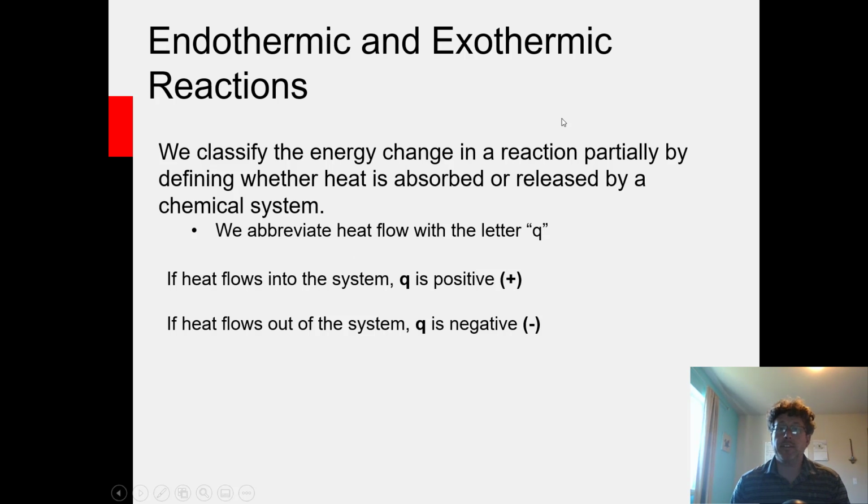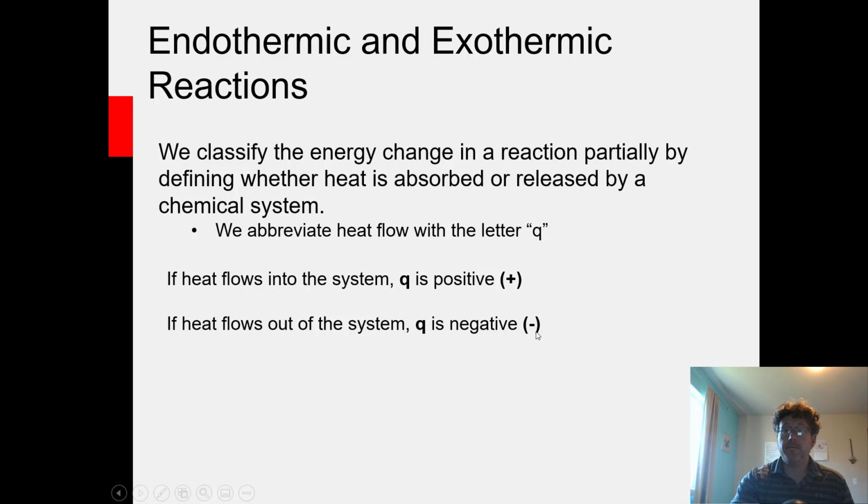And in thermochemistry, we have special terms for both these scenarios. We classify the energy change in a reaction partially by defining whether heat is absorbed, going into, or released, coming out of a chemical system. And we abbreviate the heat flow simply with the lowercase letter q. By convention, if heat flows into the system, the system feels cold, and q is positive. If the heat flows out of the system, the system feels hot to the touch, and q is negative.